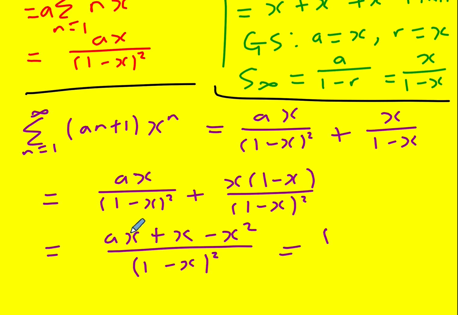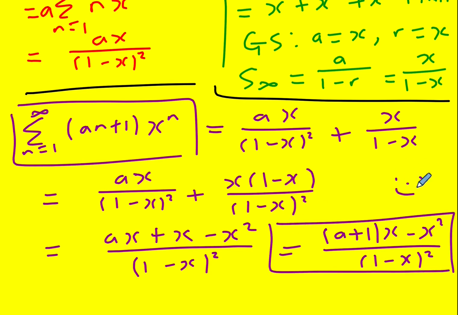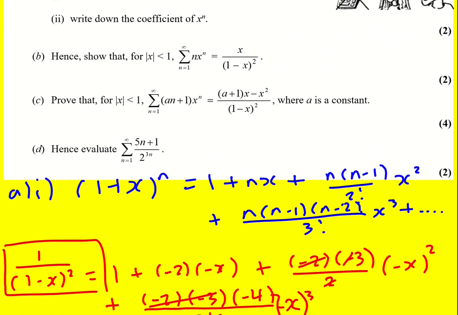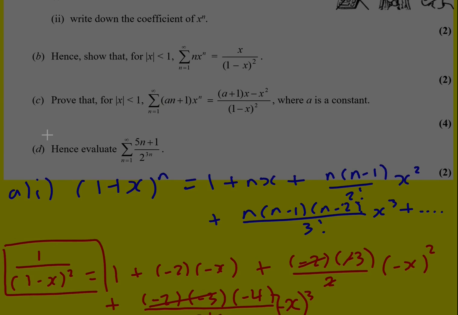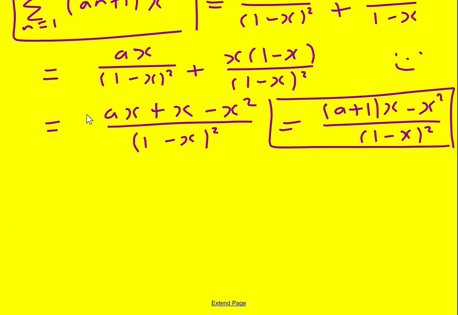And finally, I can see that there's a common factor of x, so it's going to be a plus 1 times x. I factorize the x out, just put it after the bracket instead of before, minus x squared all over 1 minus x all squared. That is what we're asked for, as you can see. This leaves us with the very last part. Hence, so this is basically saying use what we've done already to find the answer to this summation.